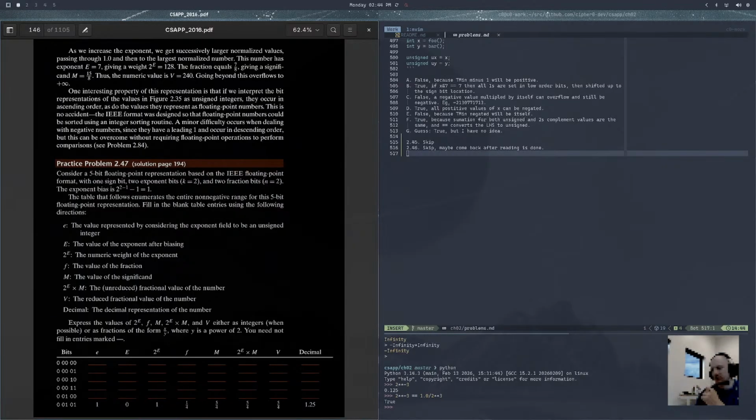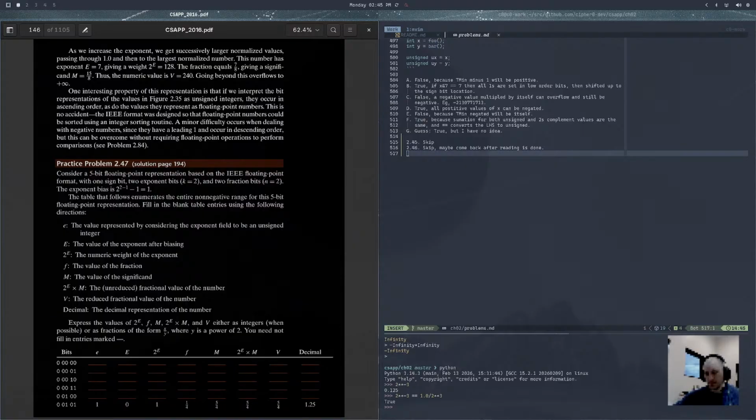One interesting property of this representation is that if we interpret the bit representations of values in figure 2.35 as unsigned integers, they occur in ascending order, as do the values they represent as floating point numbers, except for negative infinity. This is no accident. The IEEE format was designed so that floating point numbers could be sorted using an integer sorting routine. A minor difficulty occurs when dealing with negative numbers, since they have a leading 1 and occur in descending order, but this can be overcome without requiring floating point operations to perform comparisons. Yeah, just a mapping.